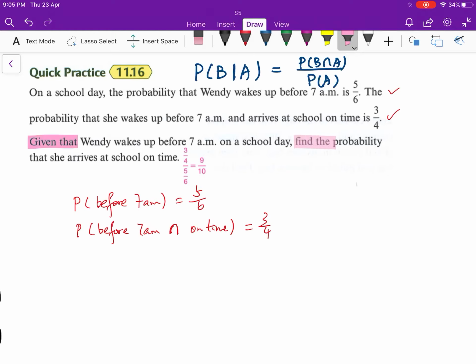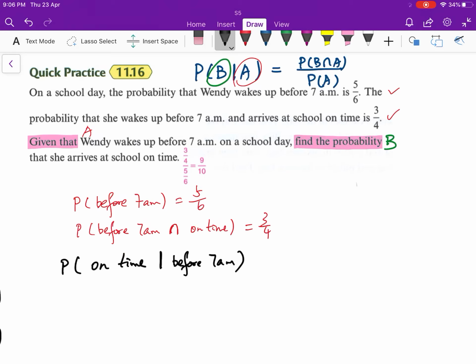Now it is keyword time: "given that" and "find the probability". Actually, what follows "given that" is your event A. Don't forget it. Then what you are asked to find will be your event B. So now let's try it. I want to find the probability given that something. So mark it down: given that she wakes up before 7 a.m., find the probability she arrives on time.